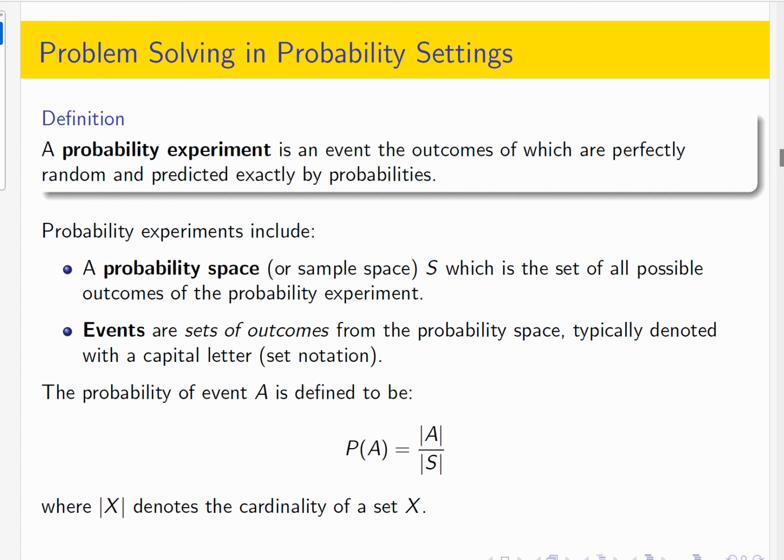Let's launch into what we need to know about sets. Okay, so basically, we're going to look at probability experiments, and a probability experiment is an event, the outcomes of which are perfectly random, and also you can predict them exactly by probabilities. Okay? And so a probability space or sample space has a superset that covers all possible outcomes of the probability experiment. So I'm going to call that set S. Some people call that set U for the whole universe. It's the sample space of all possible outcomes.